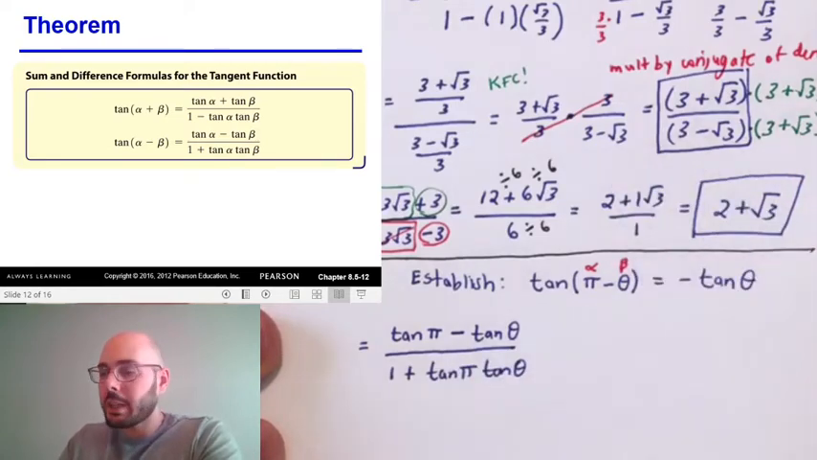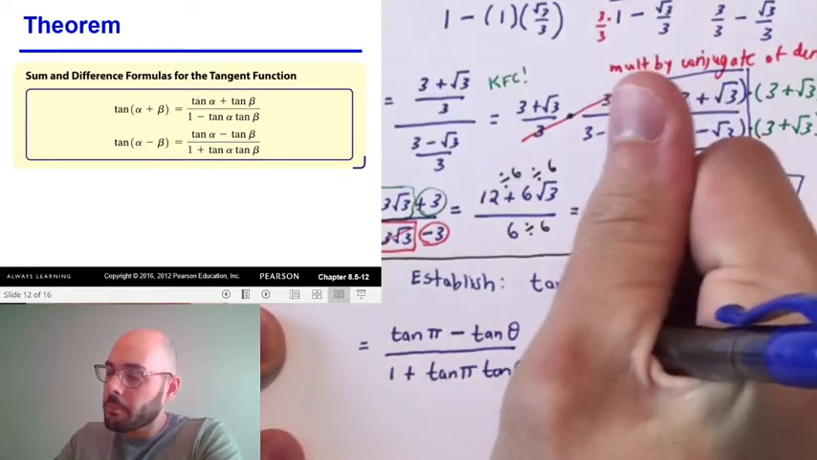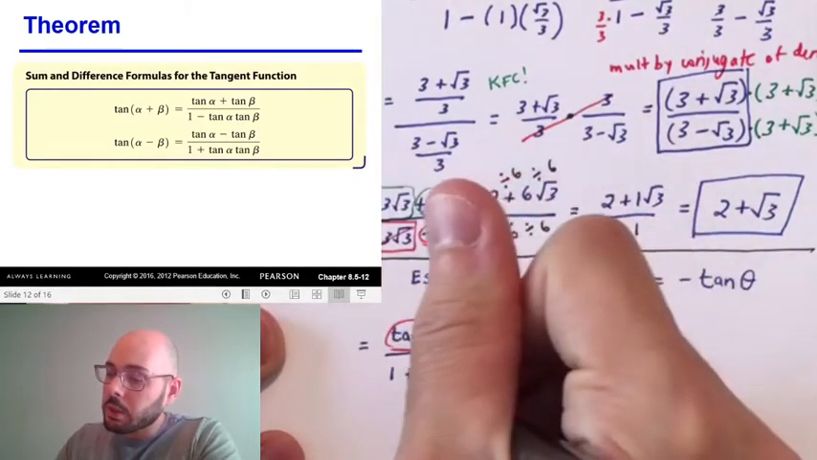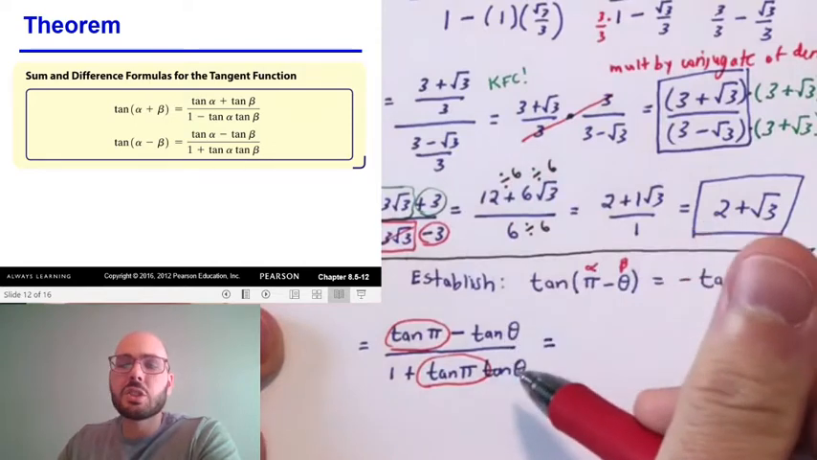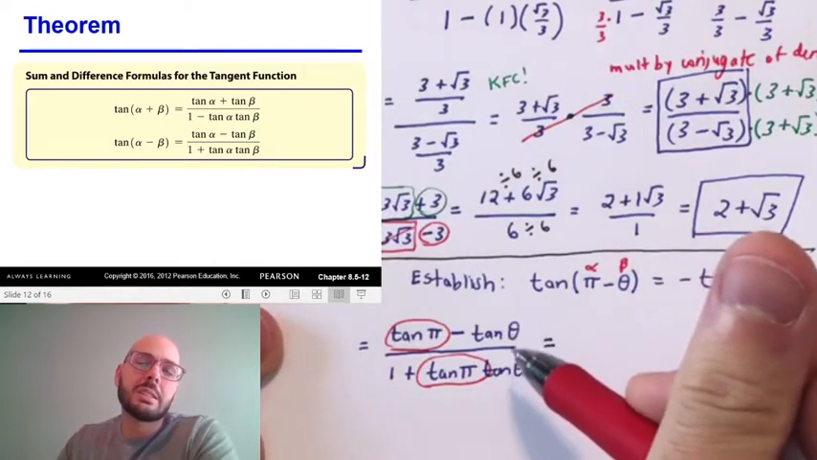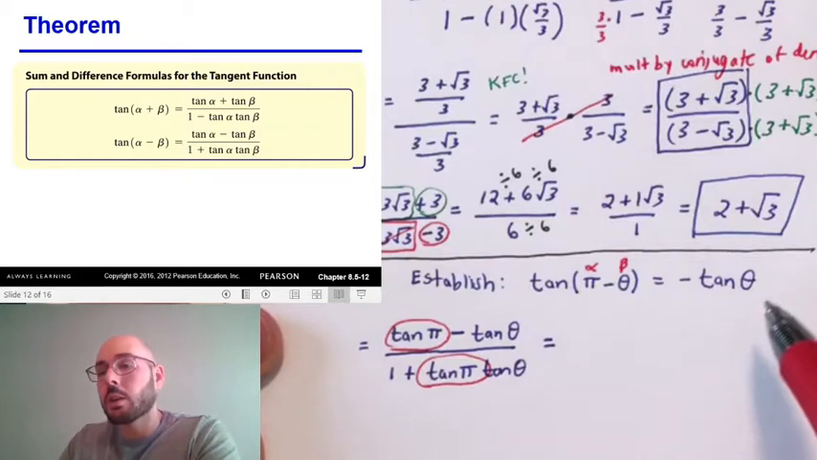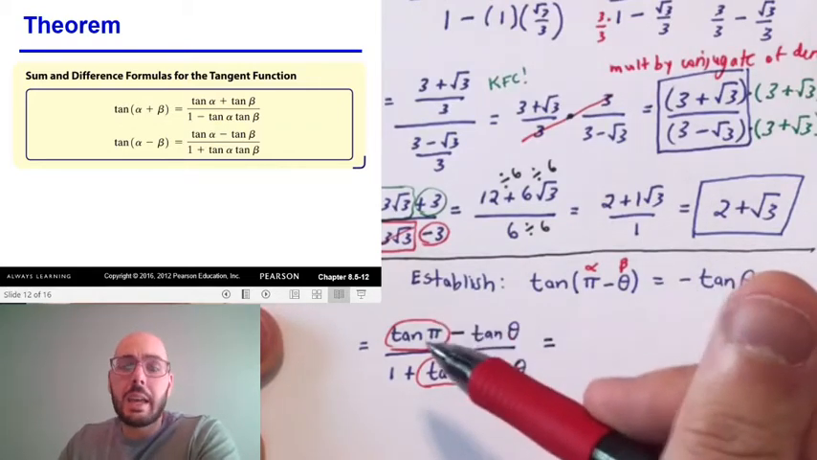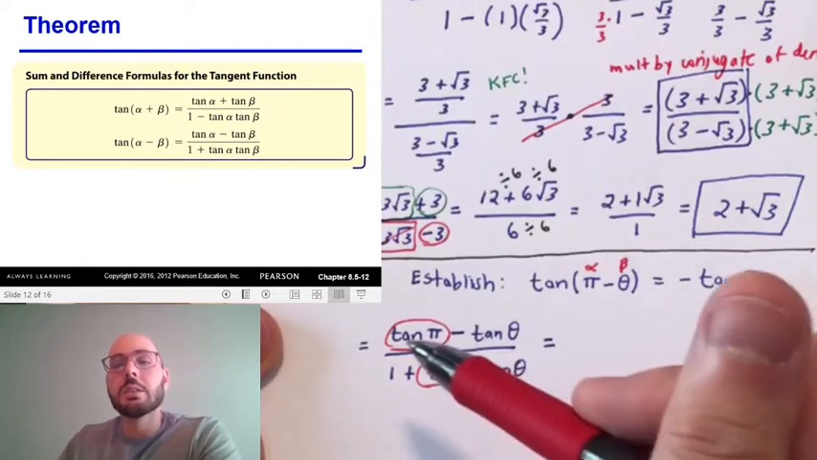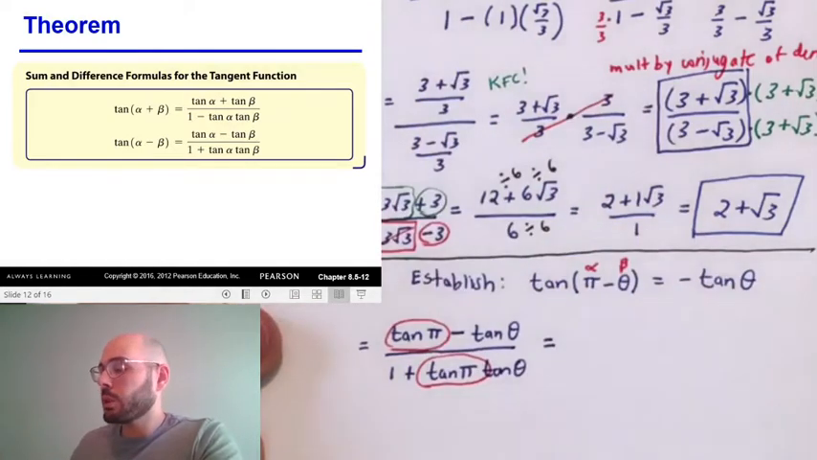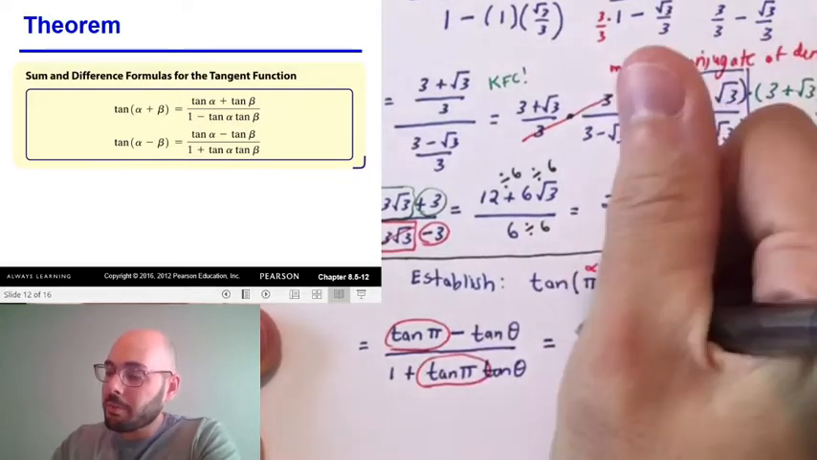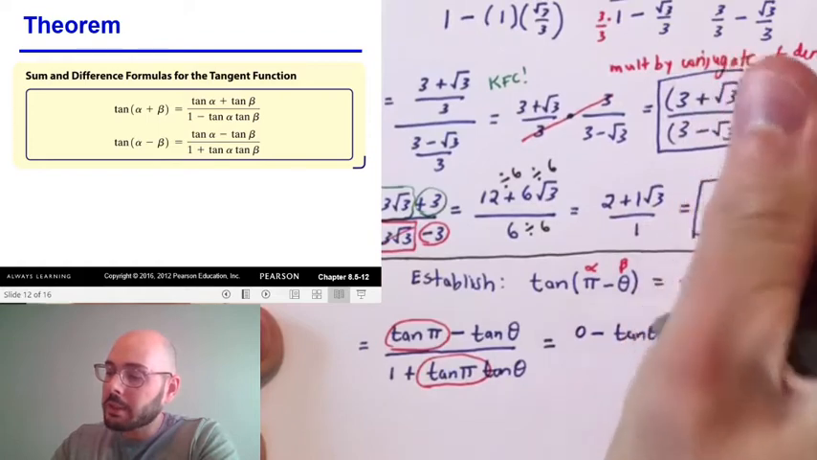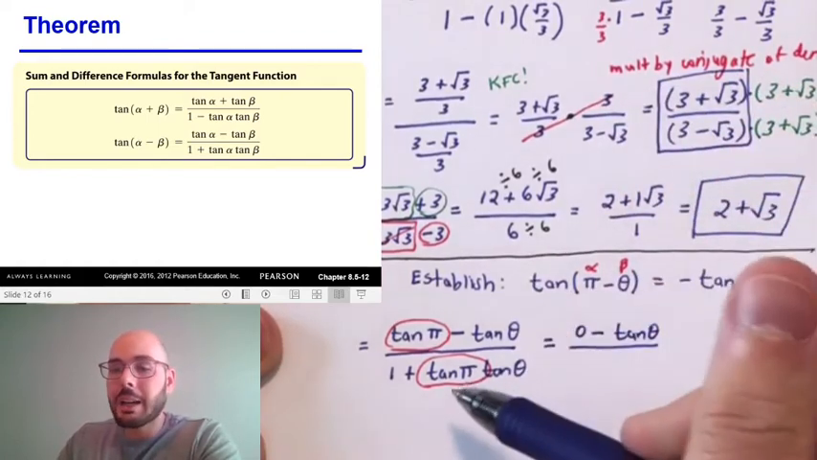So some of these things we can evaluate. In particular, these two things we want to figure out. You'll notice theta is just an arbitrary angle, and our end result has a theta in it, so that's just going to stay what it is. But pi is an angle, right? 180 degrees is pi. So tangent of pi, you can use your unit circle to figure out what that is. Tangent of pi is 0. So I'm going to replace every tangent pi I see with 0.